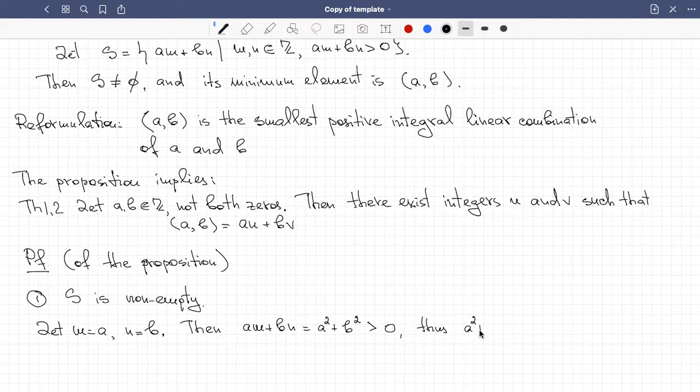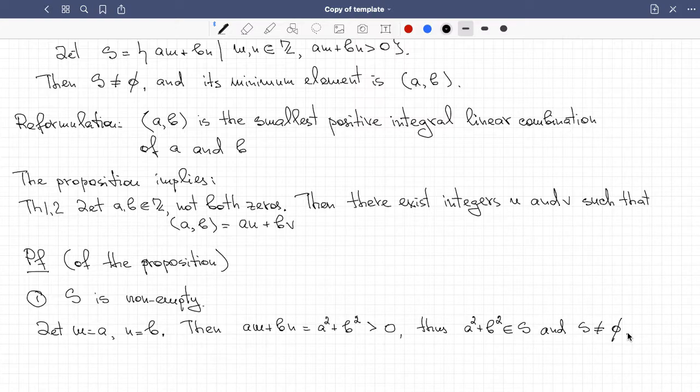The set is non-empty. Thus, A squared plus B squared is always an element of S, and S is not an empty set. That is easy.